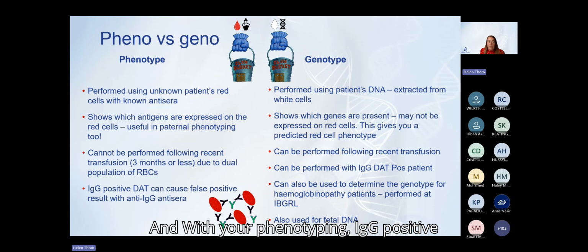And with your phenotyping, IgG positive DAT can cause false positives with IgG antisera, so we did discuss that in quite a bit of depth the last time. But obviously you would be able to genotype these patients. And genotyping can also be used to determine the genotype for hemoglobinopathy patients, and this is done at IBGRL. And it can also be used for fetal DNA as well, so it's a very useful tool.